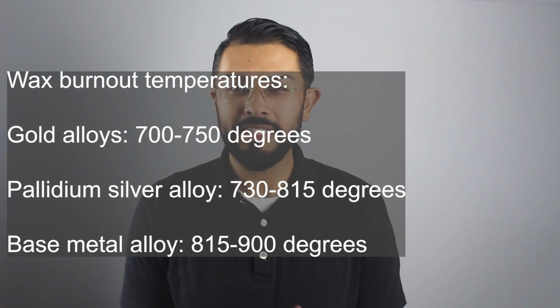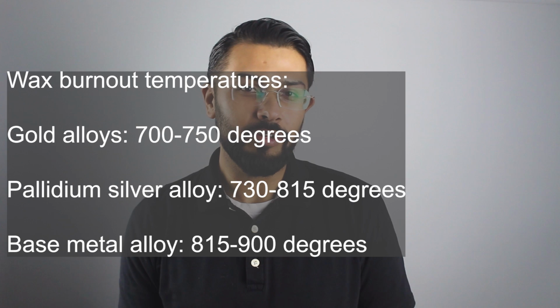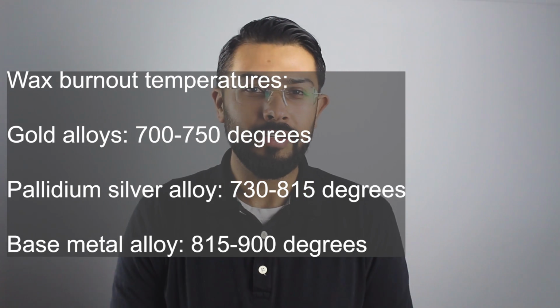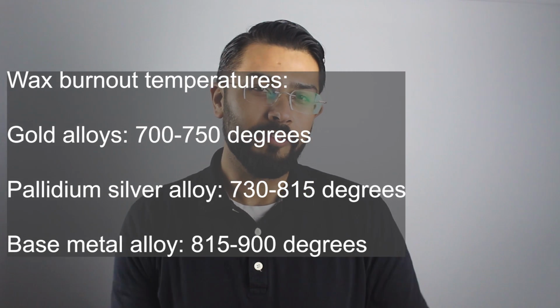The wax burnout temperature is varied to suit the type of alloy being cast. Typical wax burnout temperatures that you should always remember are as follows: gold alloys 700 to 750 degrees, palladium silver alloys 730 to 815 degrees, and base metal alloys 815 to 900 degrees. This temperature is normally held for 30 minutes for small molds and 1 hour for larger molds before the metal is cast. Burnout times need to be extended when resin-based pattern materials are used.